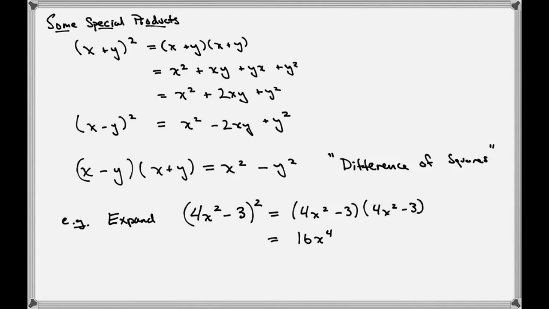I look at the outer term. That will give me minus 12x squared. But there's two of them, so I'm going to double that because of the inner term. Minus 24x squared now. And then I look at the last term, minus 3 times minus 3 gives me plus 9. Everything is simplified, there's no more like terms to be combined, and there's the result.